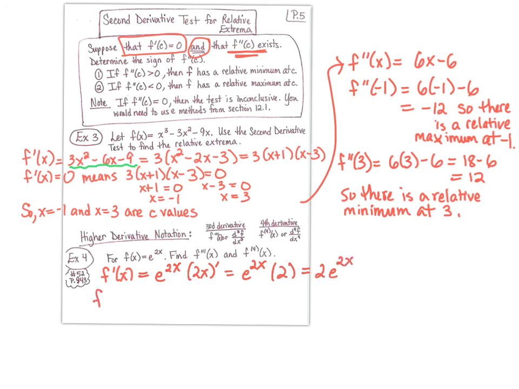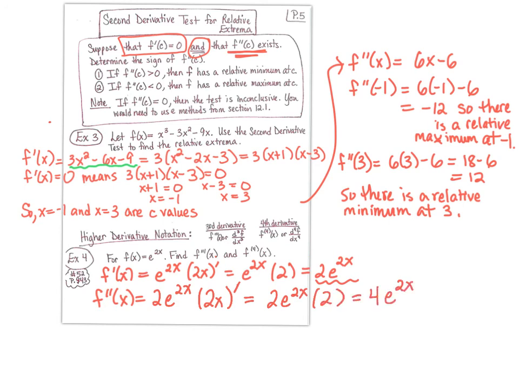Now, f double prime of x means we want to find the derivative of that. Well, that's equal to 2e to the 2x times the derivative of 2x. Well, that's 2e to the 2x times 2, or 4e to the 2x.